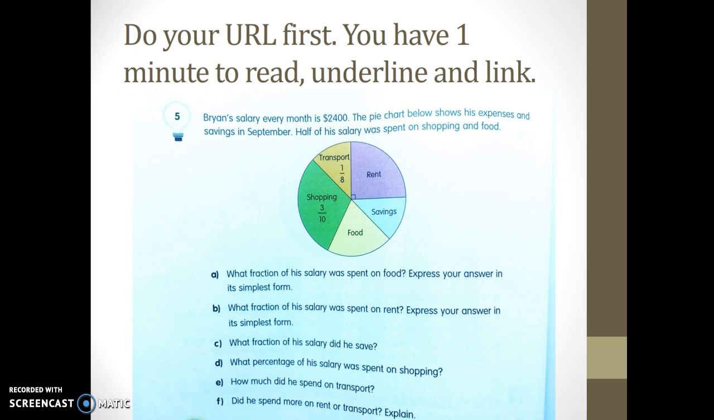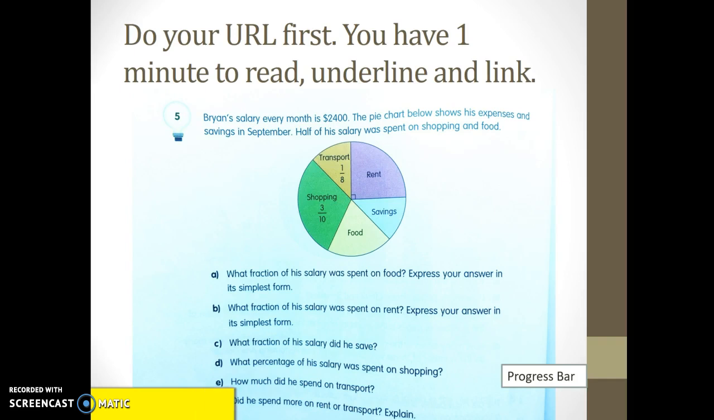Now you're at question 5, I need you to do your URL first. You have 1 minute to read, underline, and link the question. There's no need to solve A to F yet. You will get to them soon enough. Ready? Now let's start. The yellow bar will represent the amount of time given to you. Once the bar reaches the end of it, that means the time is up. Once you finish underlining, reading, and linking, show your ready signal.